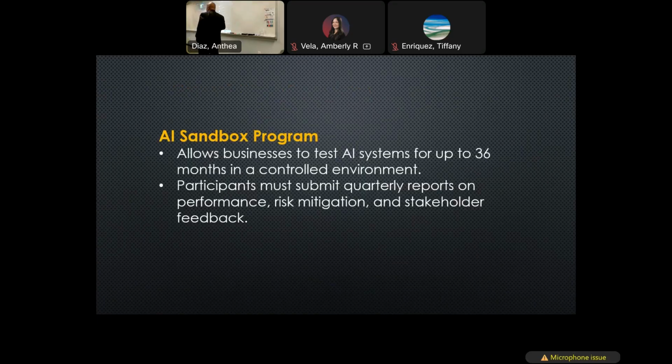It also provides for a sandbox program, which allows businesses to test AI systems for up to 36 months in a controlled environment. Participants must submit quarterly reports on performance, risk mitigation, and stakeholder feedback.